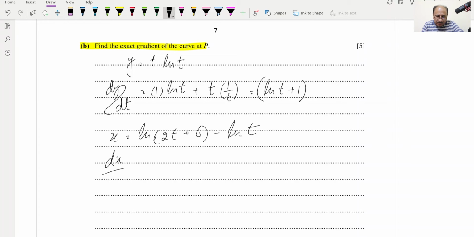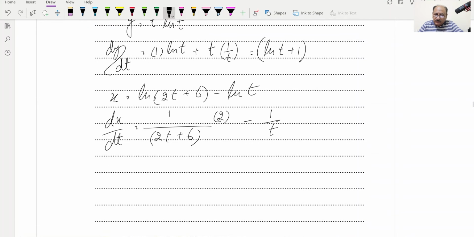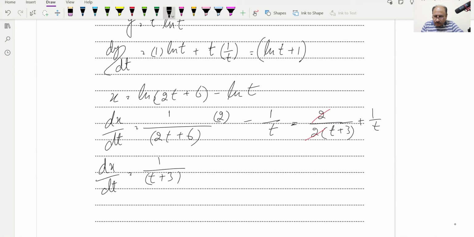So we will find dx by dt, and this will be the derivative: 2, log will be 1 over 2t plus 6, and the derivative of 2t is 2, so we'll write here 2, minus the derivative of log t, which is 1 over t. This is with respect to t. Now we found this one, we can rewrite as 2 over, you can take 2 common, so it will be t plus 3 and minus 1 over t, and 2 will be cancelled, and the remaining dx by dt value will be 1 over t plus 3 and 1 over t, and this will be the value.